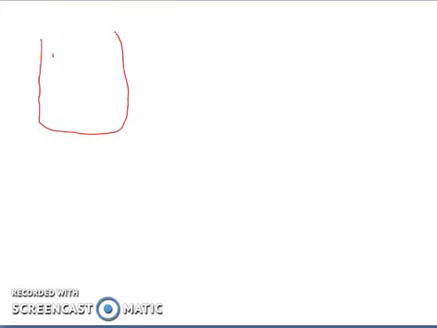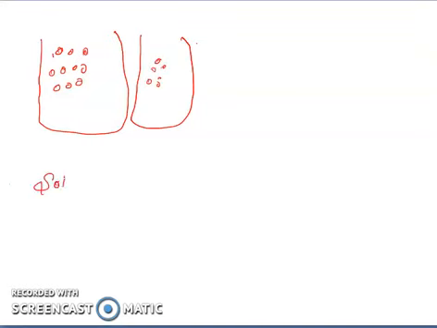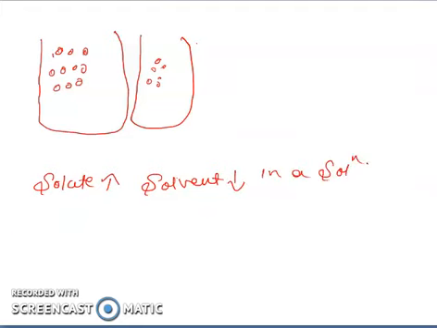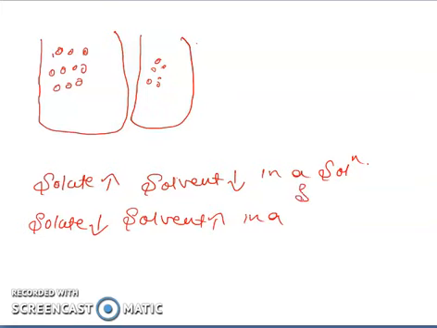Suppose here we have some content, and here it has higher solute content and here it has low solute content. If the content of solute is more, then the solvent will be less in a solution. And if the solute is less, the solvent will be more in a solution.